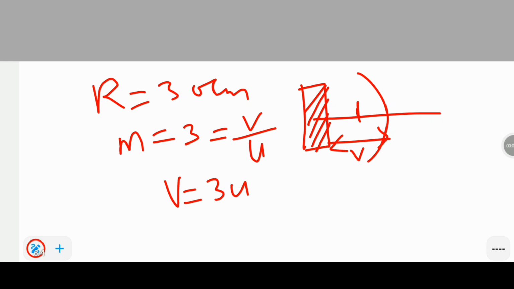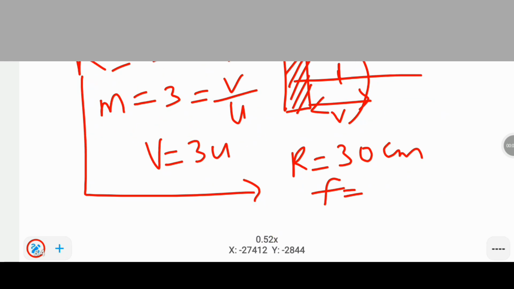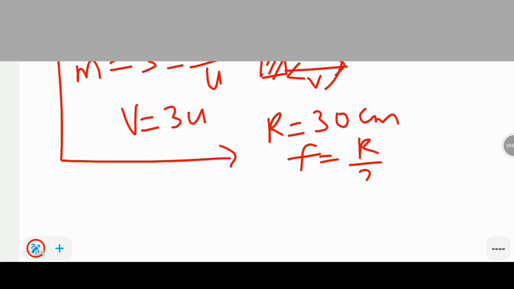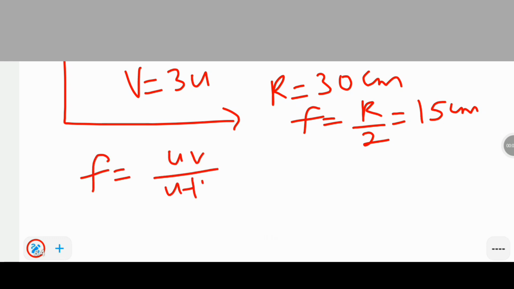So bear in mind that our r is 30 centimeter. You can easily find f. f is always r divided by 2. So when you do r over 2, you're going to get 15 centimeter. That is the focal length. Then plug all these into the mirror formula, which is f is equal to uv over u plus v.